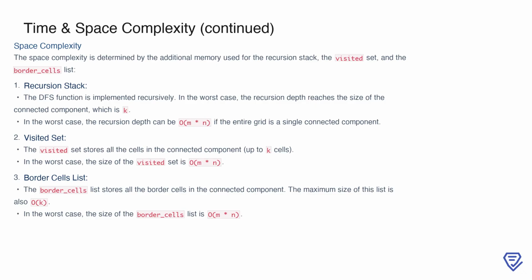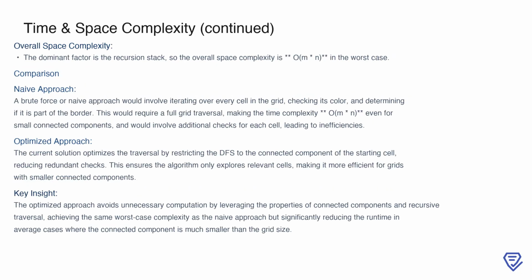These 3 components together determine the overall space complexity. The dominant factor in the space complexity is the recursion stack, which means the overall space complexity is O(m*n) in the worst case. Let's compare this optimized approach to a naive solution. A naive approach would involve iterating over every cell in the grid, checking its color, and determining whether it is part of the border. This would require a full traversal of the grid, resulting in a time complexity of O(m*n), even for smaller connected components, and additional checks for every cell would further increase inefficiencies.